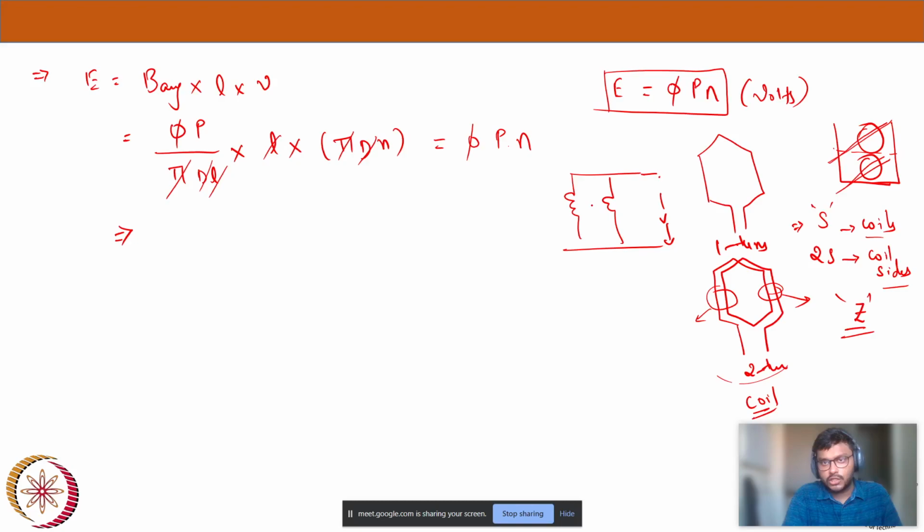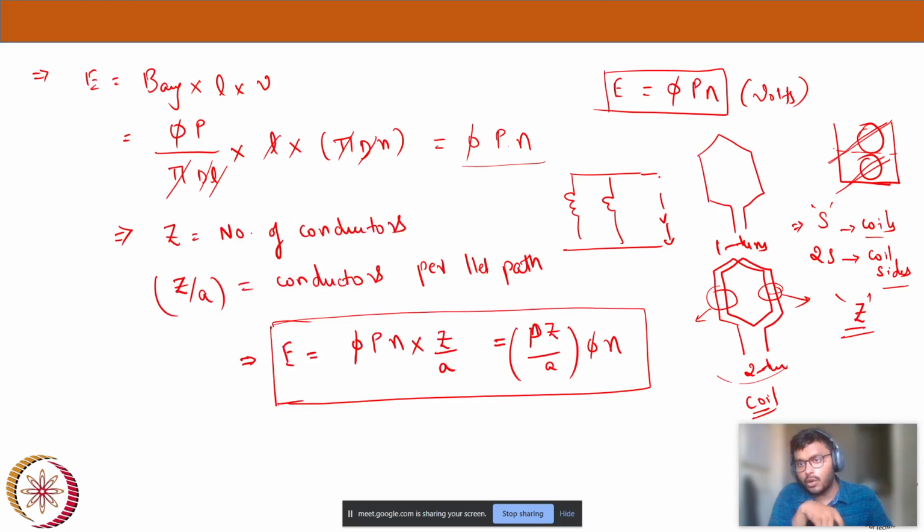In the EMF generated equation, the bracket terms will always be constants, because the number of poles is constant, the number of conductors is constant, and the number of parallel paths will be constant once you decide the machine. The only variable quantities will be flux and speed.